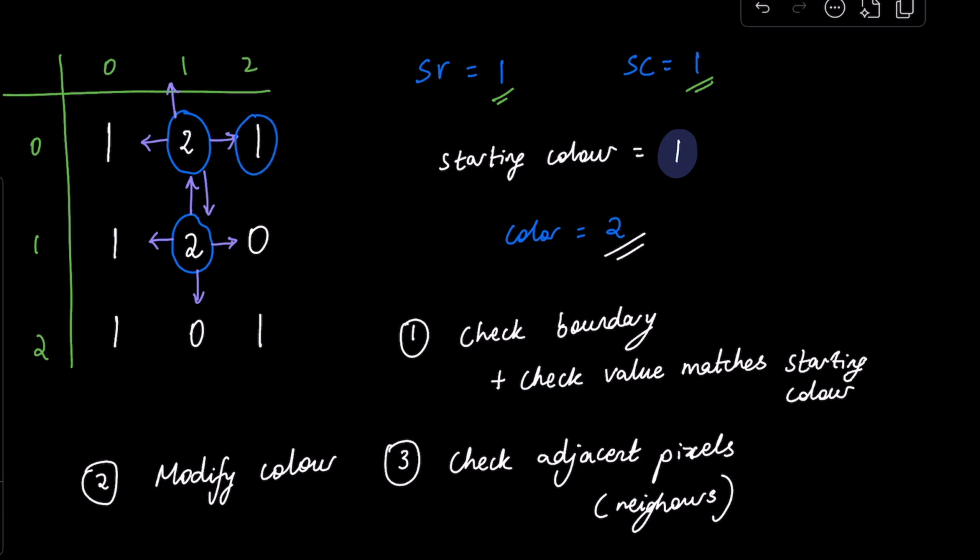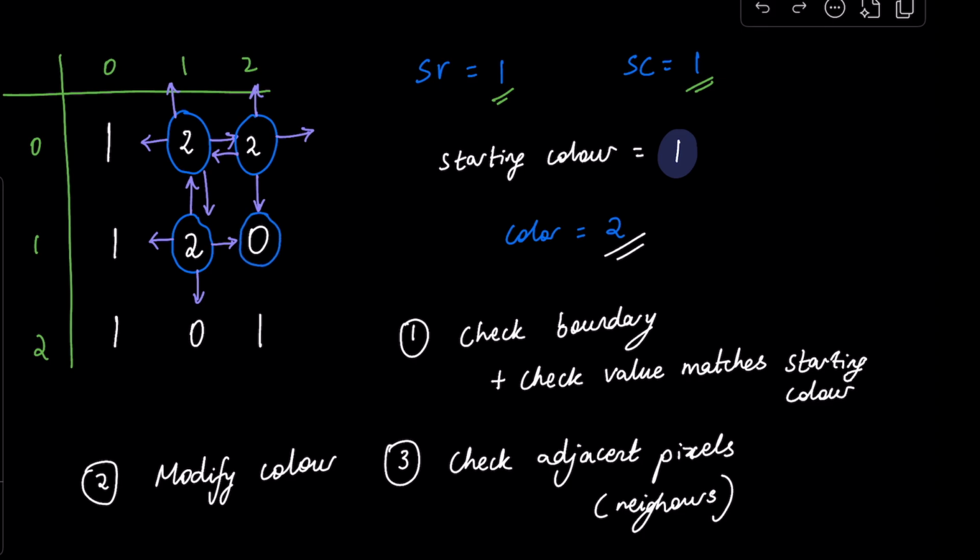And we can see that it's within the boundary and the value matches the starting color. So we can move to step 2, which is to modify the color. So that would go to a value of 2. We take the adjacent pixels, which is up, right, down, and left. If we look at the pixel above, we can see it's out of bounds. So we would return out of that. And similarly, if we look at the pixel to the right, that's again out of bounds. So we return back.